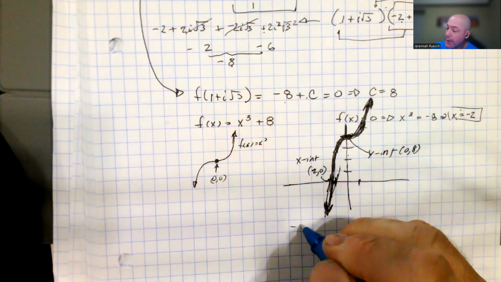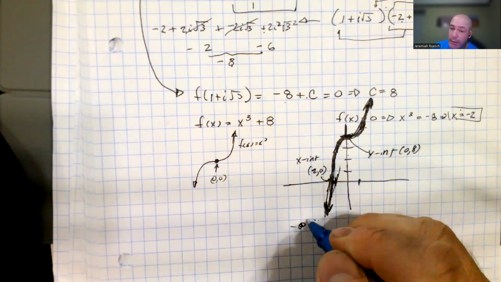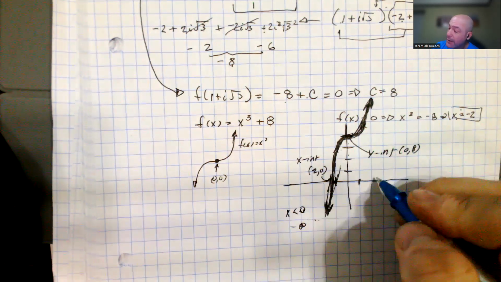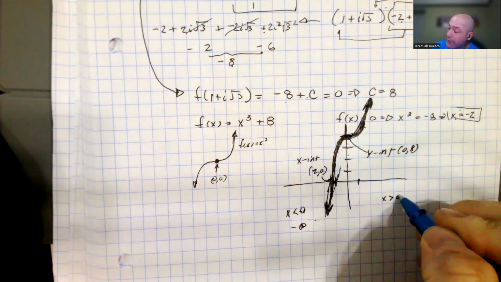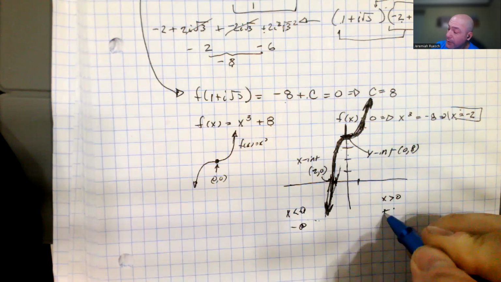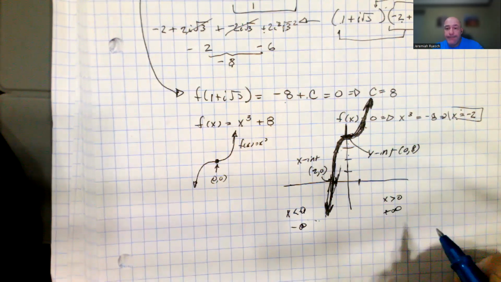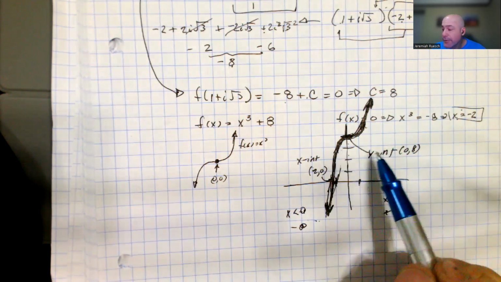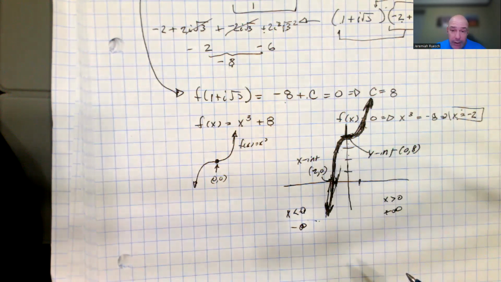We know that it goes to negative infinity when x is less than 0, and the tail behavior goes to positive infinity when x is greater than 0. Okay, so that's a really good sketch with some of the key points indicated on the graph.